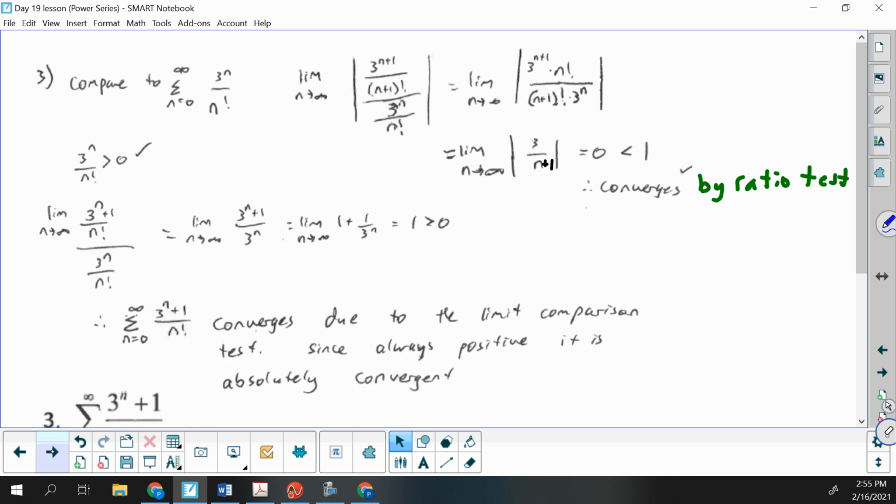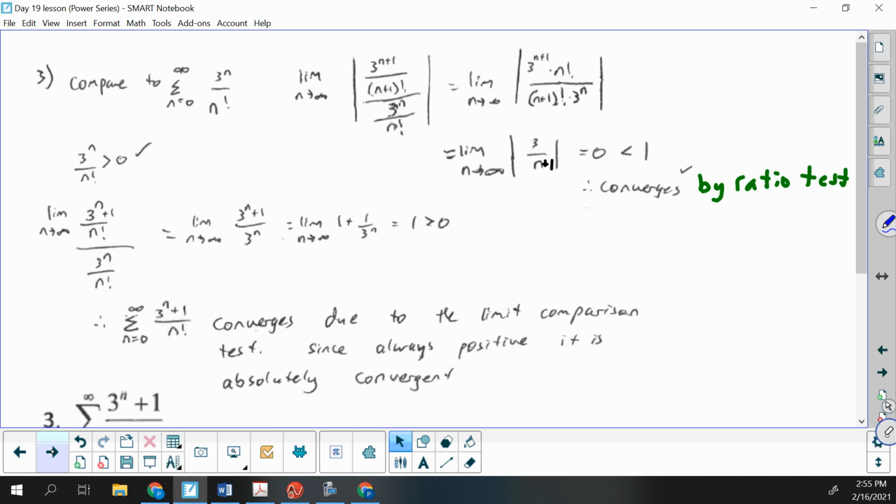Now we'll divide our comparison series and the original one. We'll end up with 3 to the n plus 1 over 3 to the n plus 1 over 3 to the n. Divide them both by 3 to the n, that's 1 plus 1 over 3 to the n. As n goes to infinity, that is a positive finite number, meaning our series that we're looking at must do the same as our nice one. So our series we're looking at converges due to the limit comparison test.